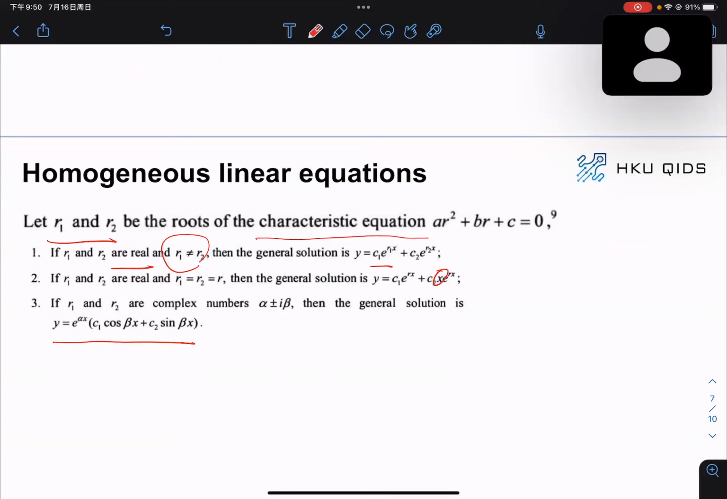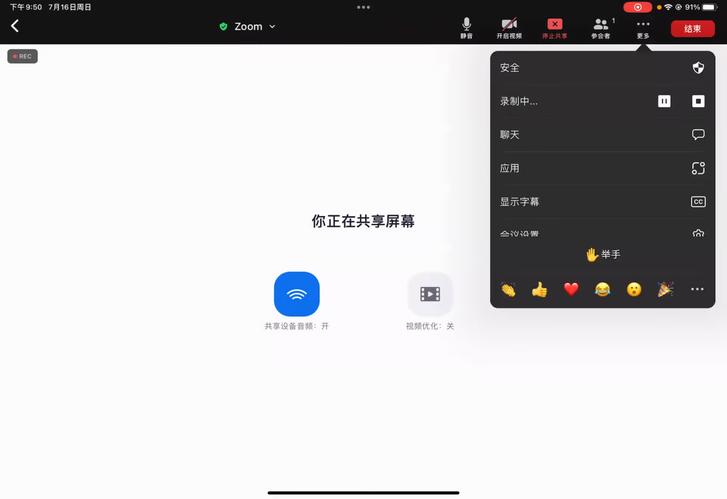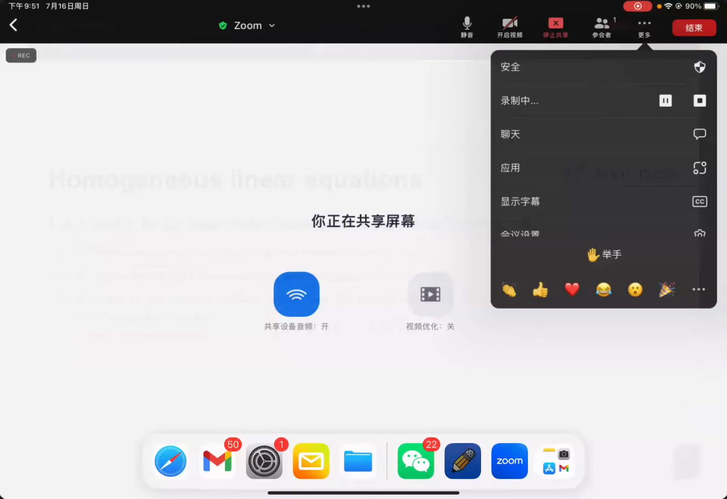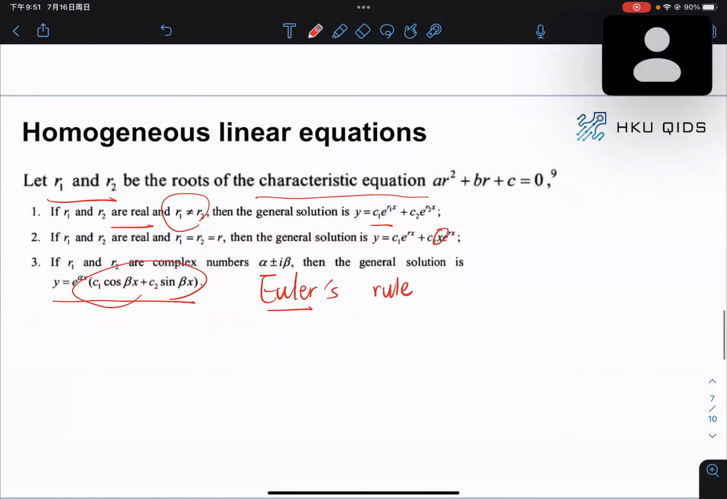It seems a little bit strange why it becomes related with the trigonometric functions. The reason is because of Euler's rule we introduced the last time. Okay, so we can see this is related with what? Trigonometric functions, right? We have cosine and sine. This is because of Euler's rule. And let me help you to derive that.